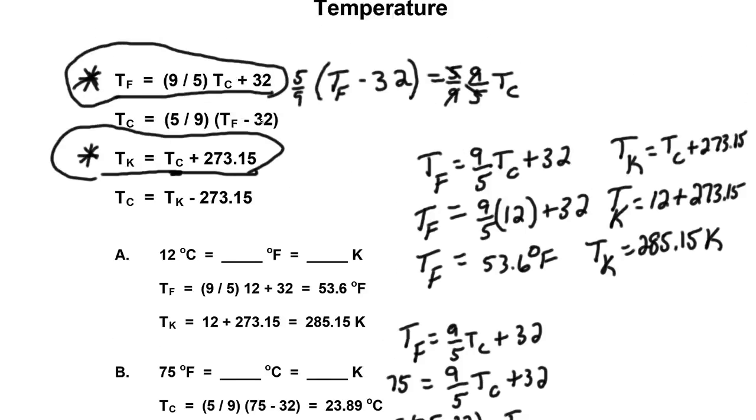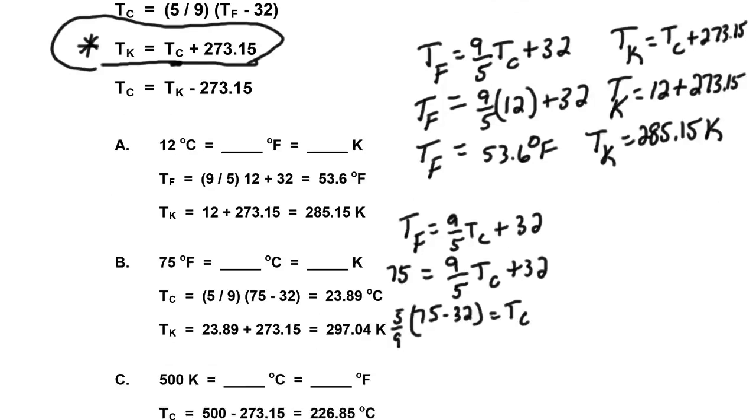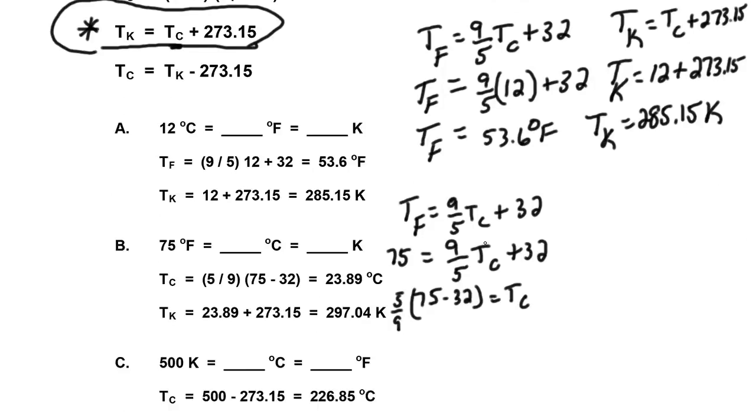That's the same thing that we did right here: 5/9 the temperature in Fahrenheit minus 32 is the temperature in Celsius. So it's the same formula. I just wrote it out, and that's just the way I like to do it. So we have 75 minus 32 equals this, and multiplied by 5 divided by 9, 23.89. So 23.89 degrees Celsius is the temperature in Celsius.